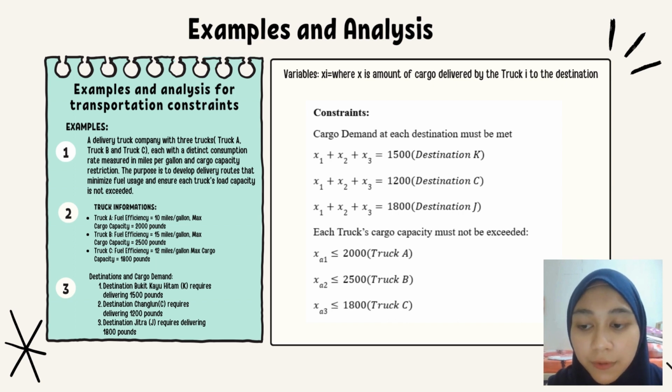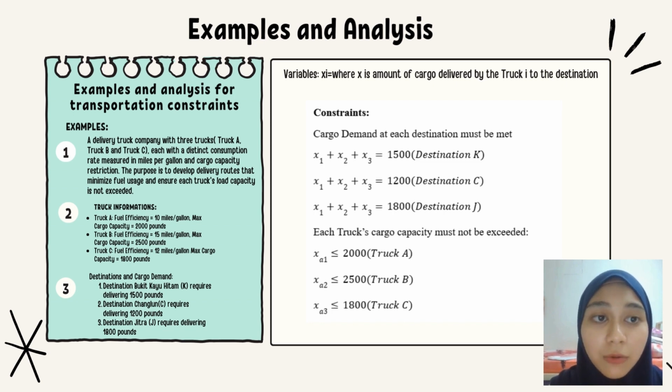The first destination is Bukit Kayu Hitam, which is labeled as C1, and requires delivery of 1,500 pounds. Next, destination Changlun C2 requires delivery of 1,200 pounds. And lastly, destination Jitra C3 requires delivery of 1,800 pounds. Variable x_i is the amount of cargo delivered by truck i to the destination. So these are the constraints: cargo demands at each destination must be met, and each truck's cargo capacity must not be exceeded.